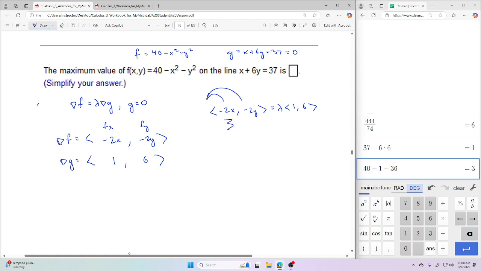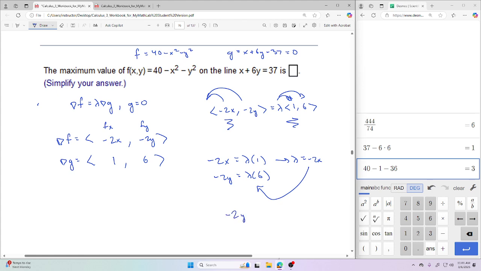I now need to break it down into individual components. And what I have to do, of course, is distribute my lambda. So I got negative 2x is equal to lambda times 1. And I got negative 2y is equal to lambda times 6. And now I'm making a system of equations. The easiest way to go forward is to solve for lambda. So like right here, lambda is equal to negative 2x. And I take that and I plug it back in. And that's the easiest way, right?